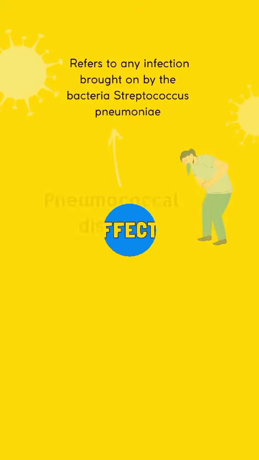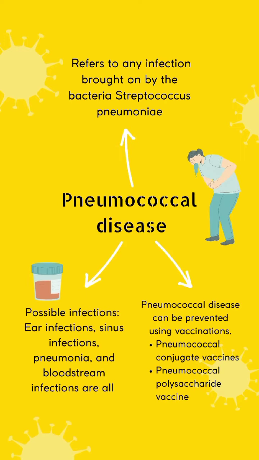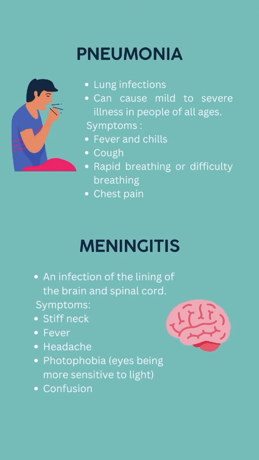Did you know Streptococcus pneumoniae causes pneumococcal disease? The infections could be ear infections, sinus infections, pneumonia, and bloodstream infections. These could be prevented using vaccination. Other effects could be pneumonia or meningitis.